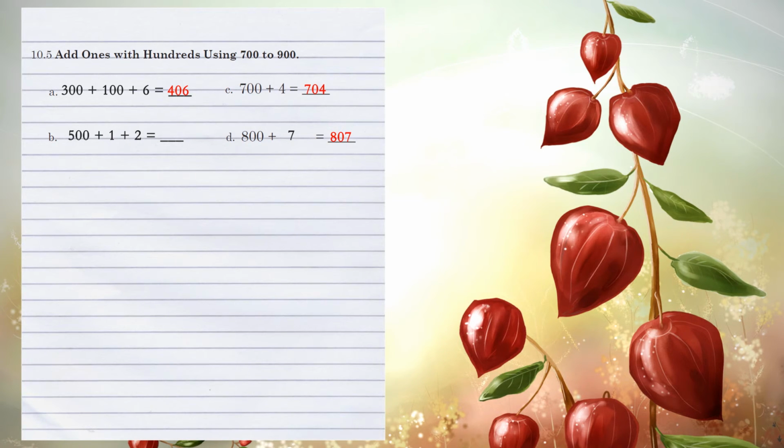Example B. Also adding 3 numbers. So let's start with the ones. 2, 1, and 0. Add those 3 together, you get 3. If you look, we only have one number that has a tens or a hundreds, so those two numbers are just going to carry over for a final answer of 503.